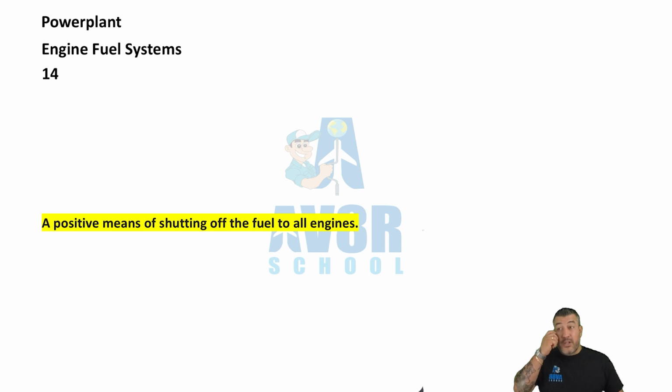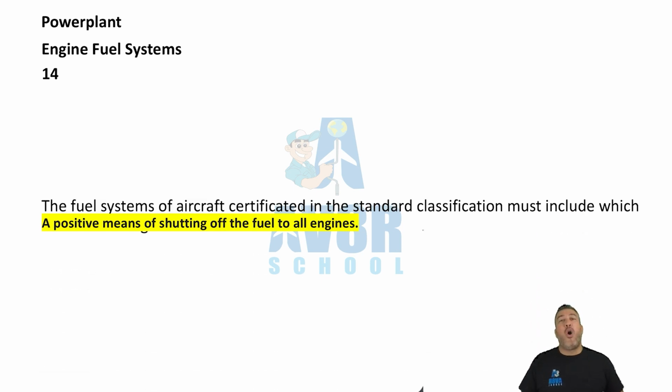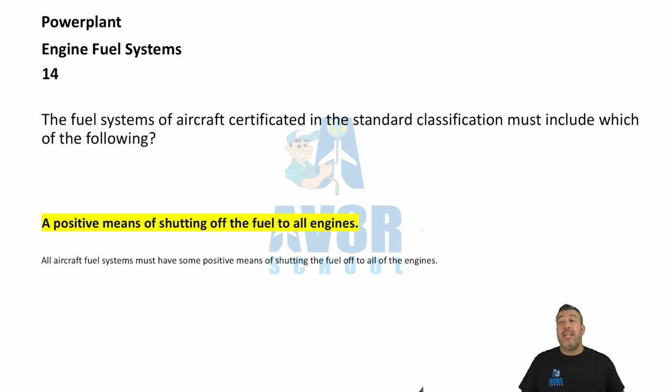All right, number 14, a positive means of shutting off the fuel to all engines. So the fuel systems of an aircraft certificated in the standard classification must include which of the following? A positive means of shutting off fuel to all engines.